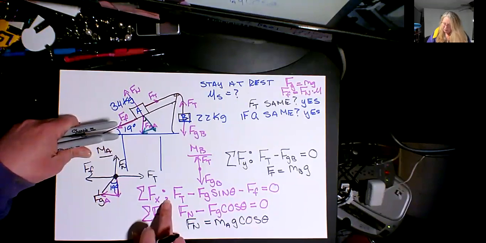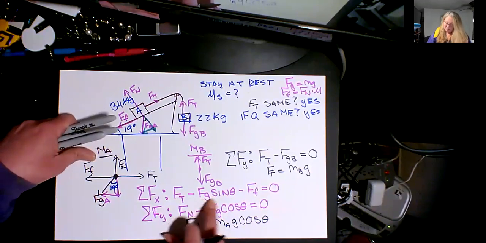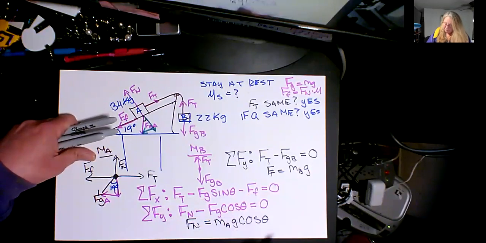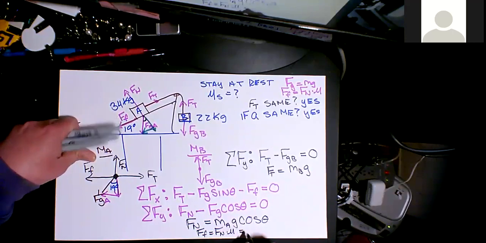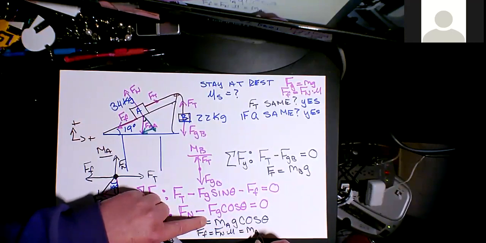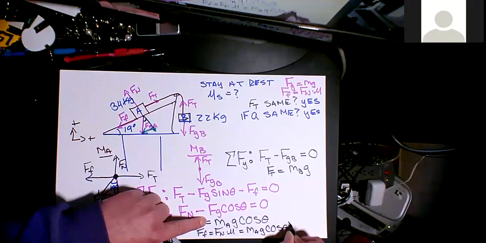Force of tension, well, that's what will go here. This is just the mass of A times gravity times sine of theta. And the force of friction is going to be equal to force normal times mu, which we just figured out is mass A times gravity times cosine of theta, all of that times mu.